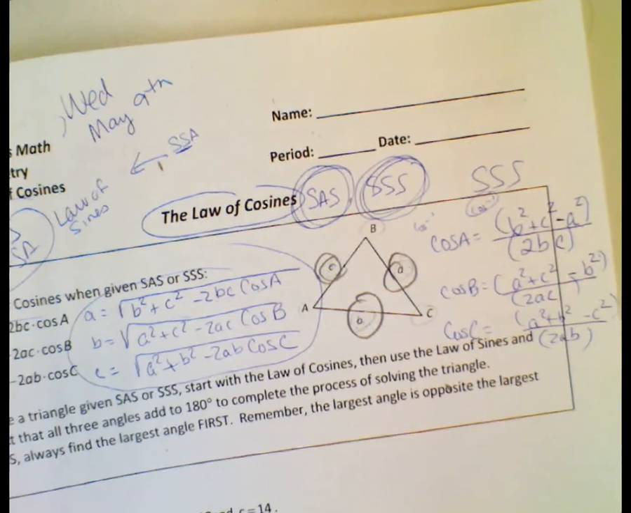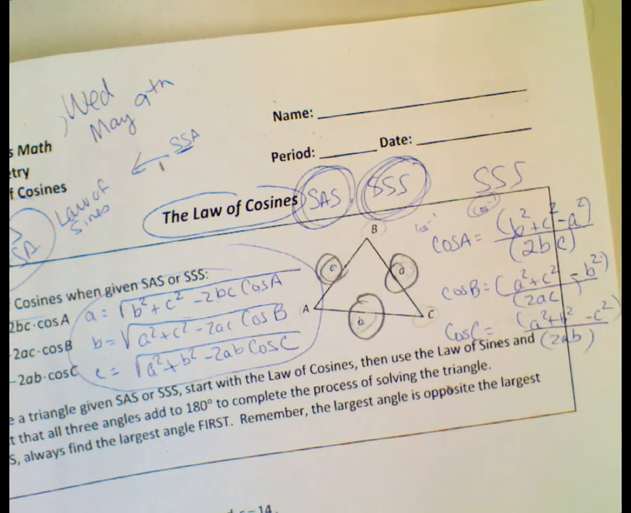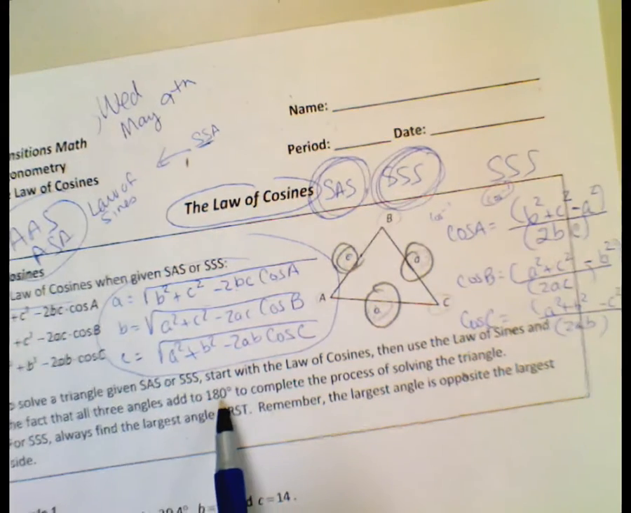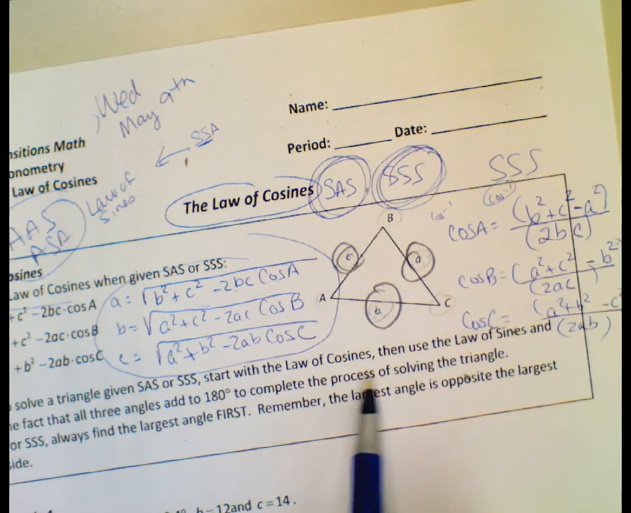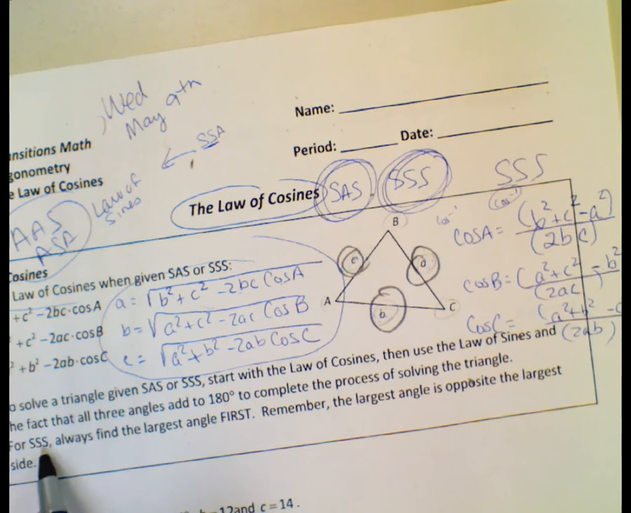Now, you can only use law of cosines one time to solve for a triangle. And then you have to use law of sines after that to help you find angles. And then if you know two angles, you can use the 180 minus the other two angles to complete finding the third angle. Again, when you're doing SSS, you're supposed to find the largest angle first, or just find the one that they ask you to find.